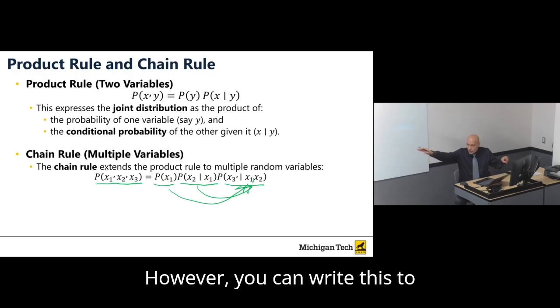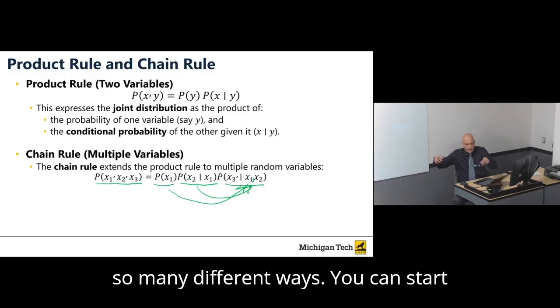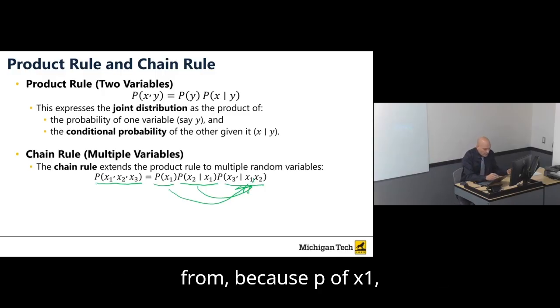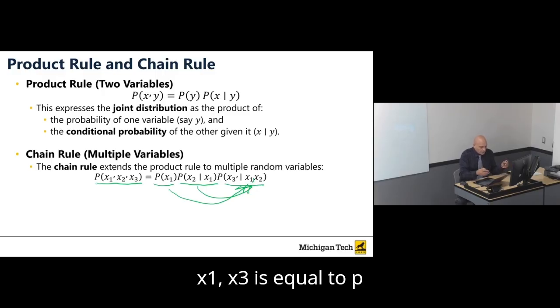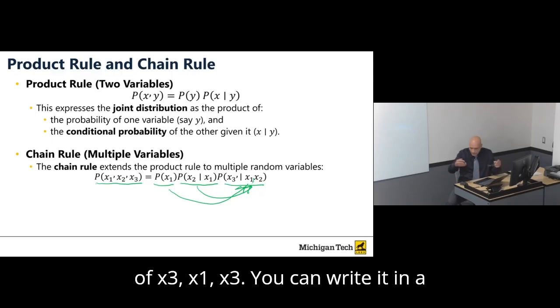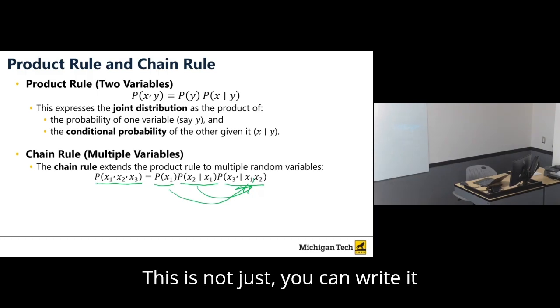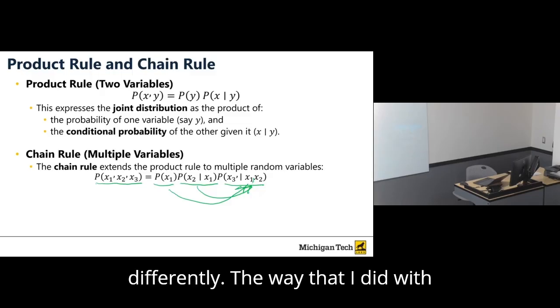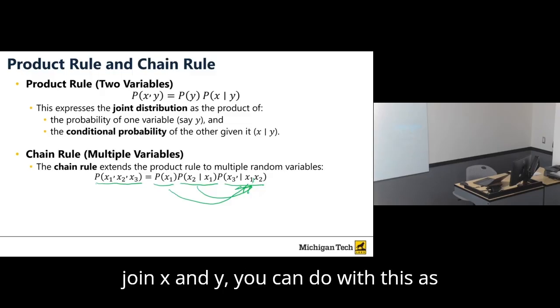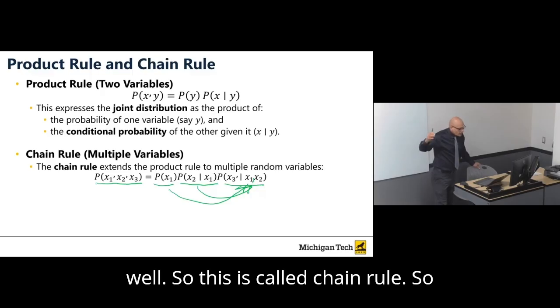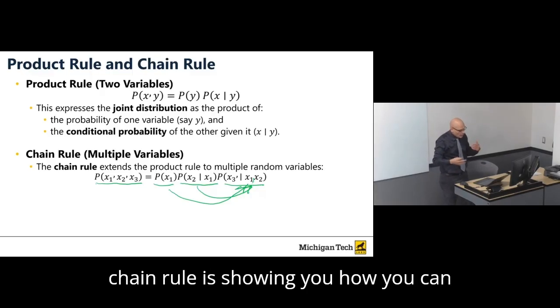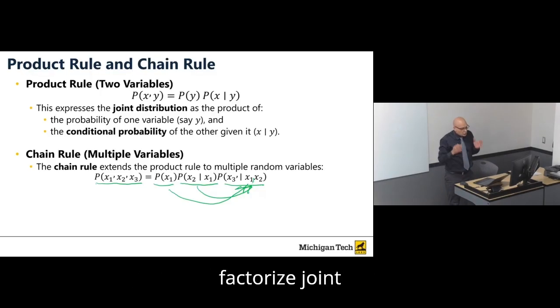However, you can write this in so many different ways. You can start from P of x2, or P of x1, x2, x3 is equal to P of x3, x1, x2. You can write it in a three-factorial way. The way that I did with joint x and y, you can do with this as well. So this is called the chain rule.